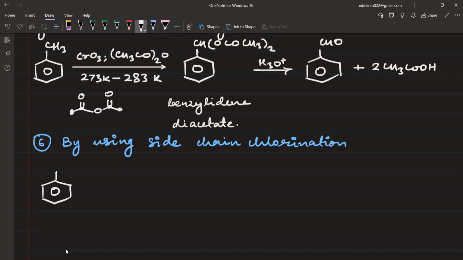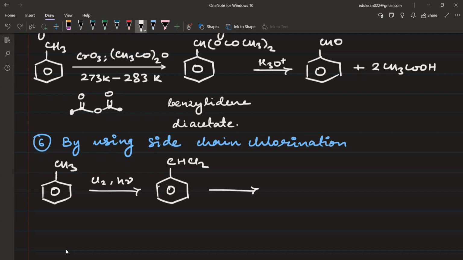Once again, alkyl benzene, CH3, in the presence of chlorine and light, that is h nu. What is going to happen? This hydrogen is going to get replaced by chlorine. And you know that this does not stop by one replacement. This substitution can happen more than one time. So it will be CHCl2.